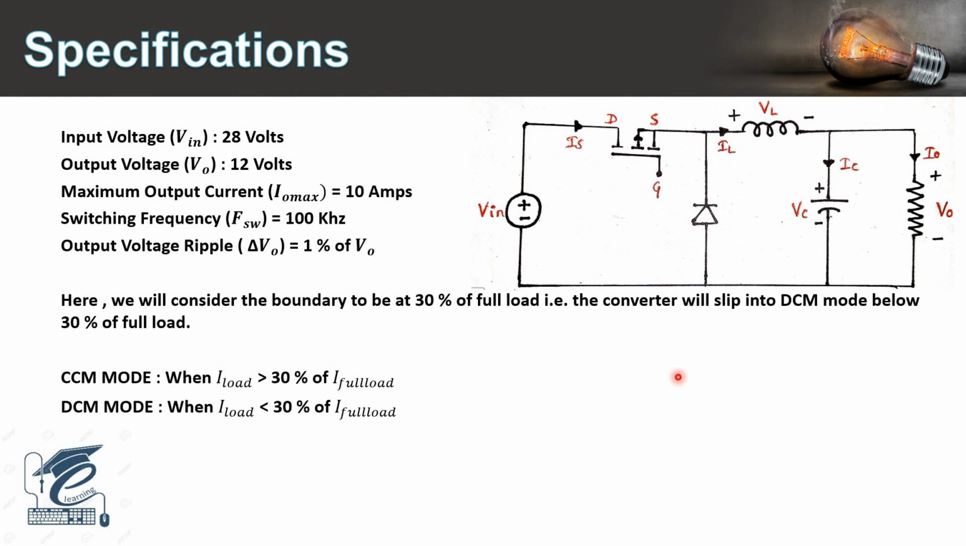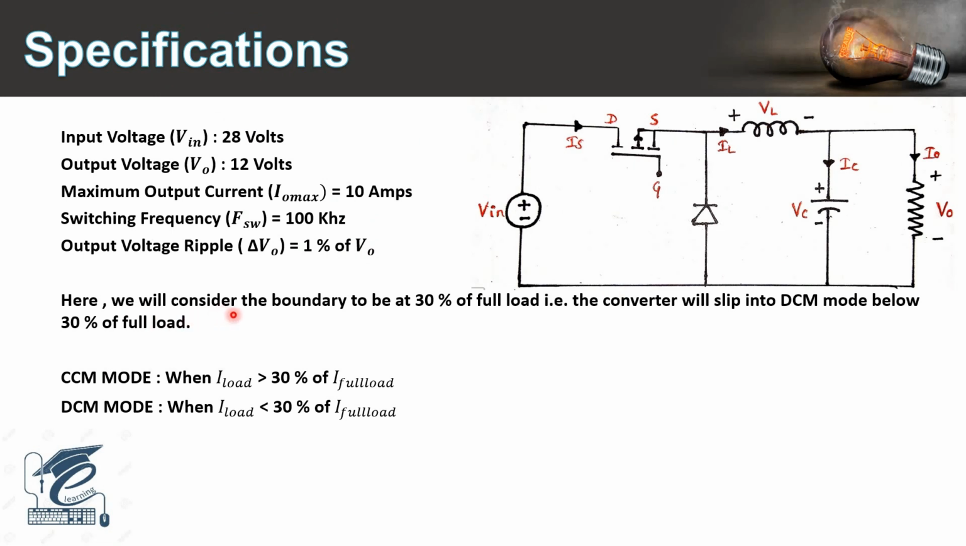Here we will design a buck converter for which the input voltage will be 28 volts, output voltage will be 12 volts, maximum output current will be 10 amperes, switching frequency will be 100 kilohertz, and output voltage ripple will be 1% of the output voltage. These are all the specifications for our buck converter. This is how the circuit of a buck converter looks.